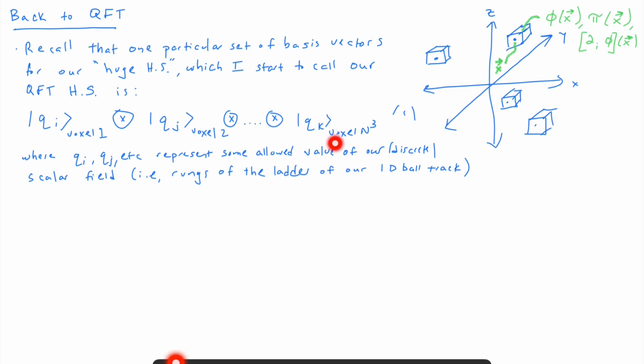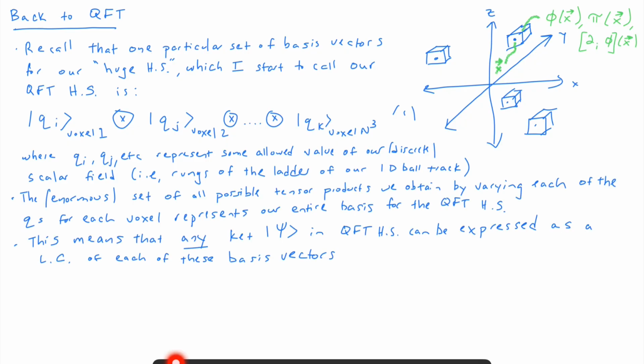When you write it out, it's kind of crazy: I start with voxel 1, voxel 2, all the way to voxel n cubed, which is an enormous number. And within each voxel, I put the actual position basis. This entire thing here, again, is just one ket in our huge Hilbert space, our QFT Hilbert space. The set of all kets means I have to keep varying each of these q's, in either a discrete or continuous fashion. The enormous set of all possible tensor products we obtain represents our entire basis for the QFT Hilbert space. Good, that's what I just said.